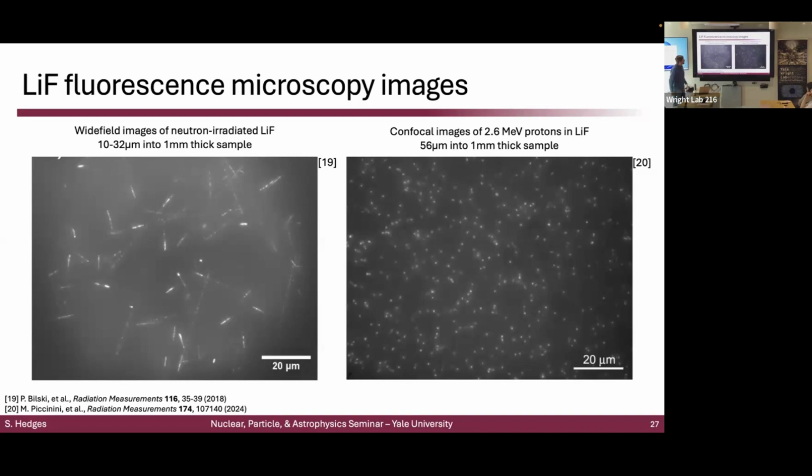On the right, this is from exposing the lithium fluoride to protons, 2.6 MeV protons, and you can see more point-like defects. But both of these are just looking barely into the surface of these samples, and the samples are very small, which means that you really can't use these approaches to scan a large volume of material.